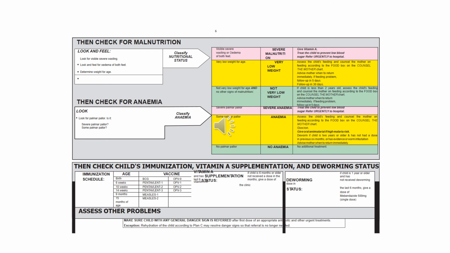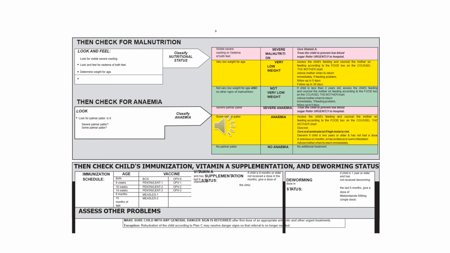Now, if the weight for height or length is less than -3 z score, or is between -3 to -2 z score, and the mid-arm circumference is less than 115 millimeter, or it's 115 up to 125 millimeter, then this falls into the yellow zone, and this tells us there is an uncomplicated severe acute malnutrition or moderate acute malnutrition.